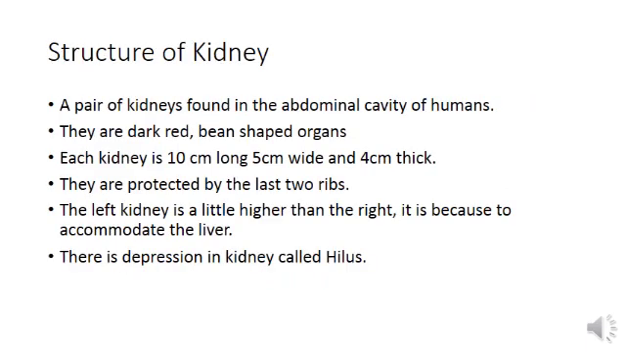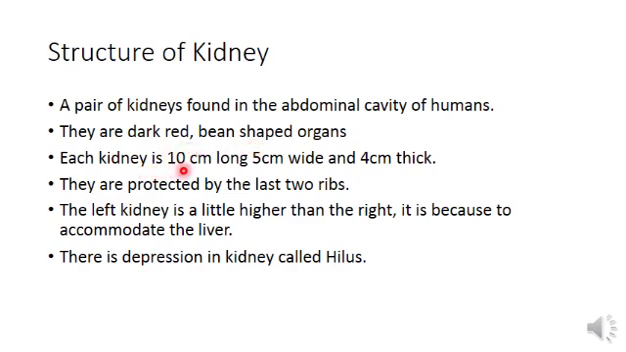What is the structure of the kidney? A pair of kidneys is found in the abdominal cavity of humans. Kidneys are found in the lower abdominal cavity near the diaphragm. They are dark red bean-shaped organs, having a concave structure.